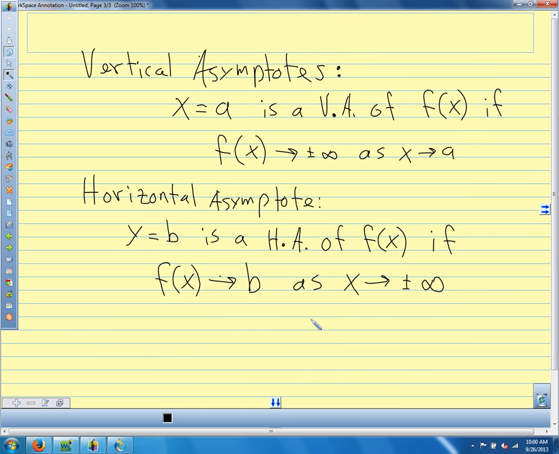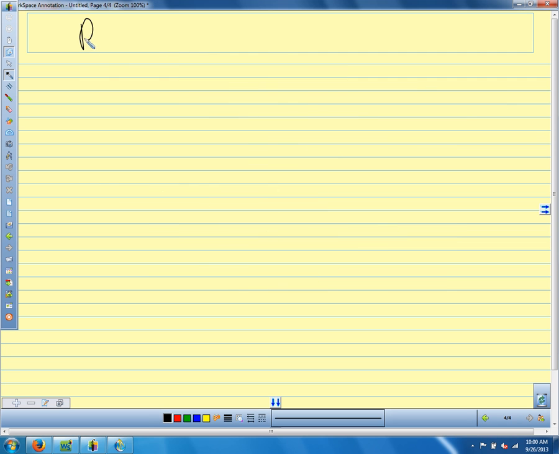And a little later, we'll talk about these things in terms of limits. Limits of functions, an extremely important idea. All right, any questions so far? Well, let's talk about how we find these things. We want to find our vertical asymptotes. We want to find our horizontal asymptotes. So we're going to talk about some rules.